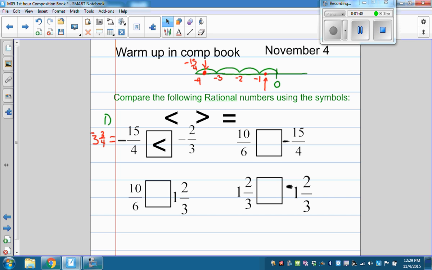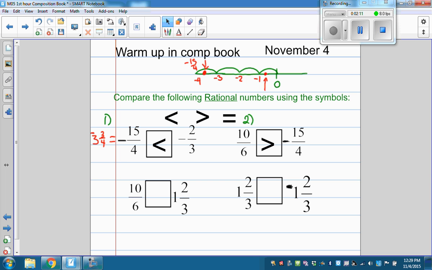So without as much detail, test yourself on those. You might want to pause this, and then you should be able to check your answers. So 10/6 is positive. Look at number 2 here. 10/6 is positive and negative 15/4 is negative. Positives are always bigger than negatives.